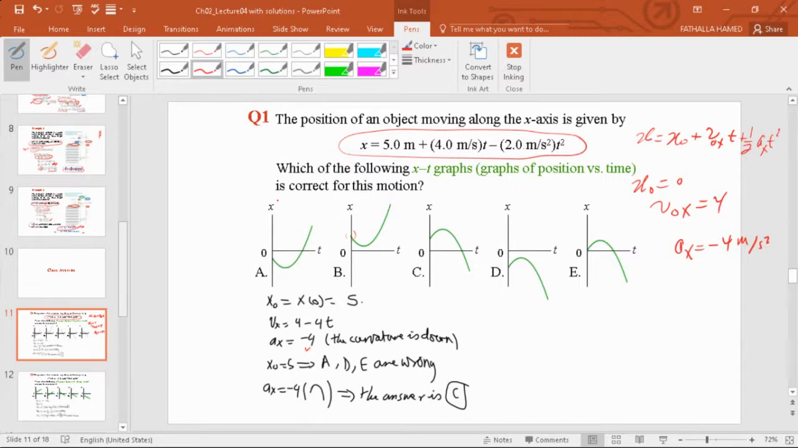Now they want you to represent this graphically with an x-t graph. In all these graphs, your initial x here should be 5 meters, and the initial velocity is 4 meters per second. So when you look at this, you know that at t equal to 0, your x must equal 5. So this one here is not going to do it. This one is okay. This one is okay. This one, x is negative. This one, x is equal to 0. So your answer is between B and C.